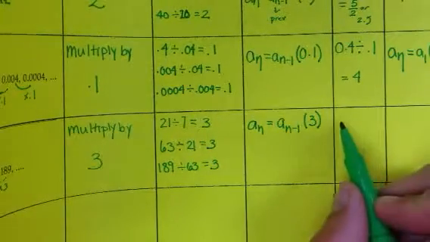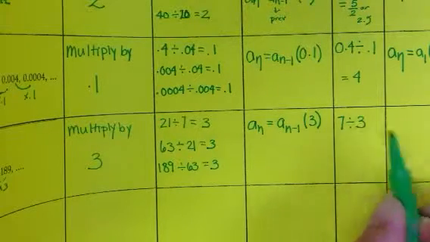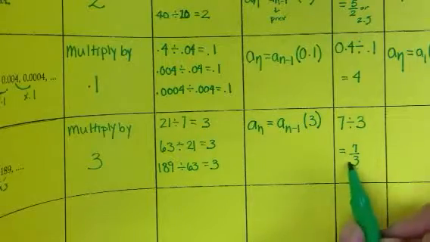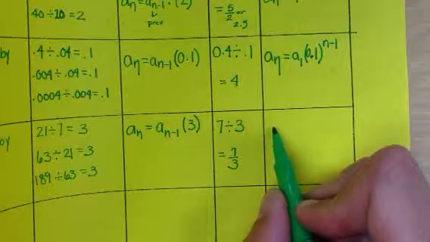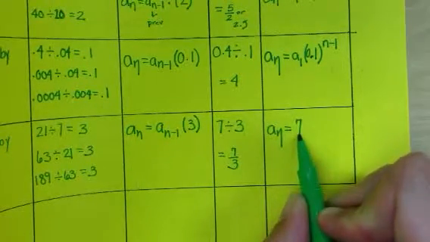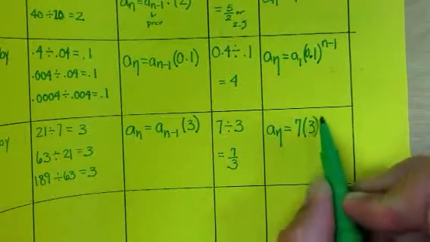To find your zero term, you're going to take your first term in your sequence, which is 7, divided by the common ratio, which is 3. So your zero term would be 7/3. Your explicit function would be a sub n equals a sub 1, which is 7, times 3 to the n minus 1.